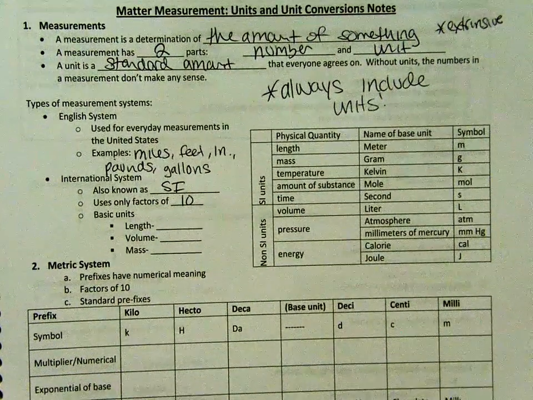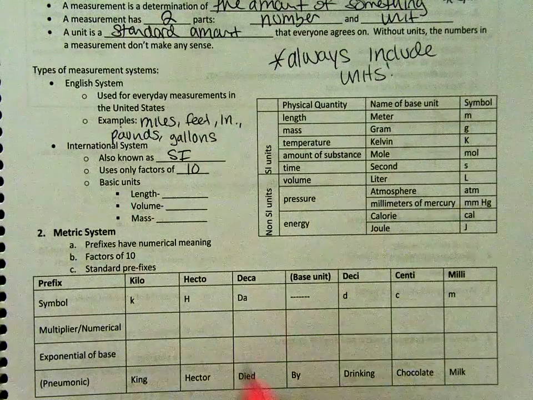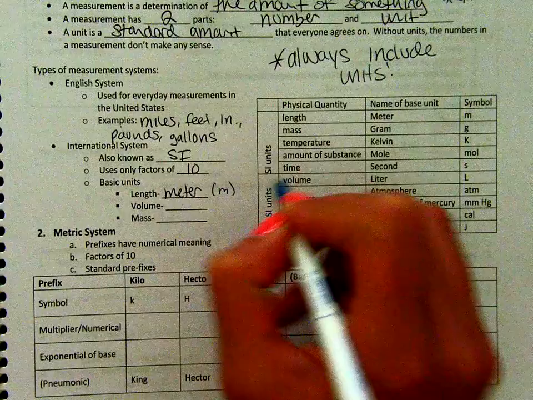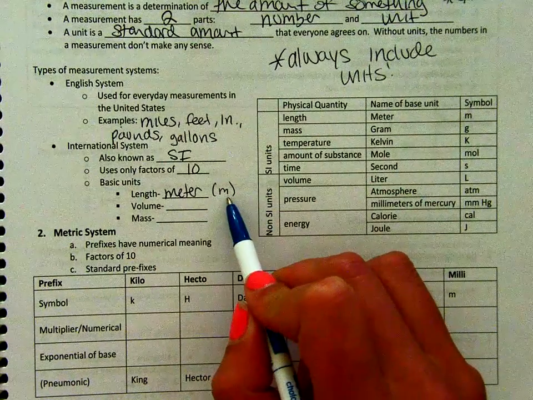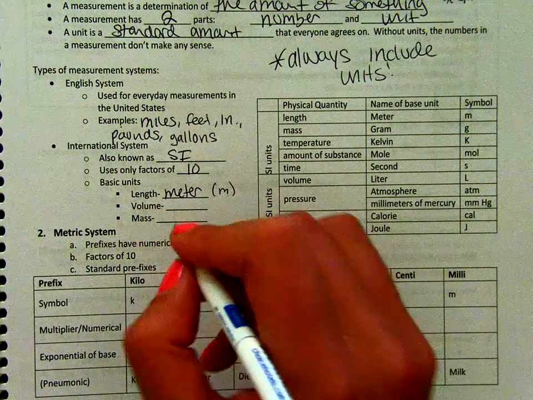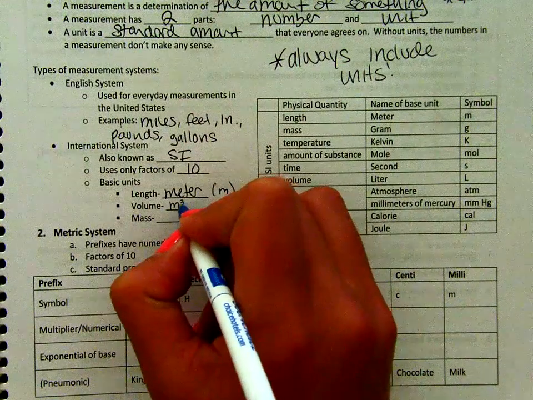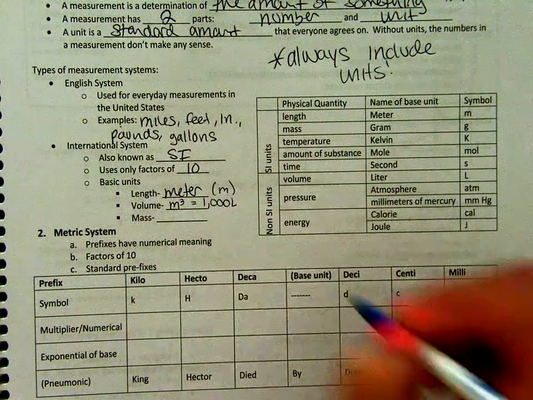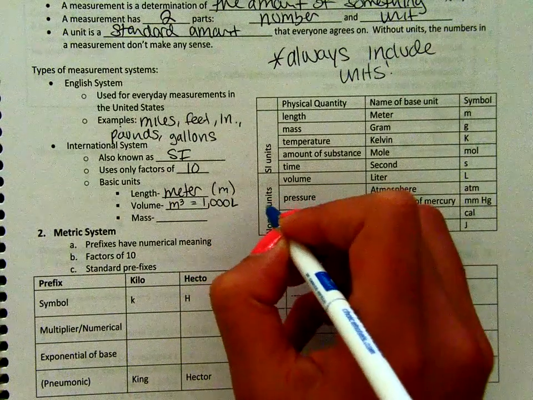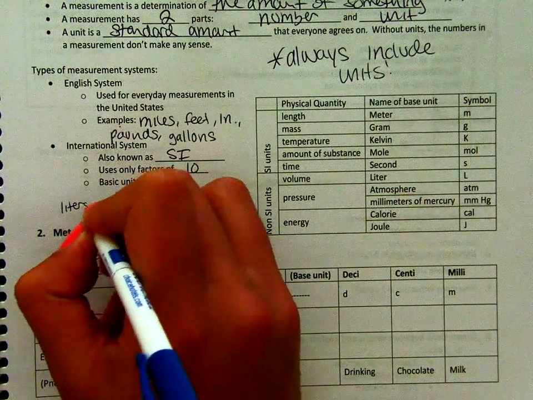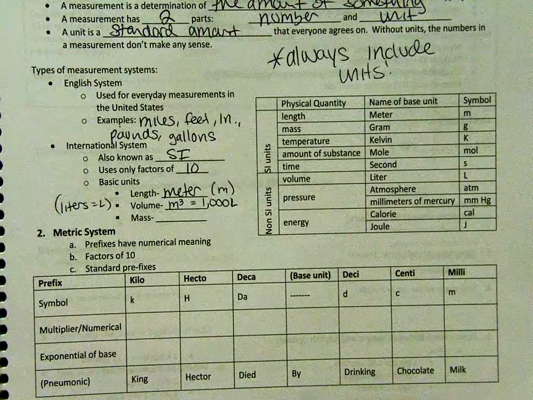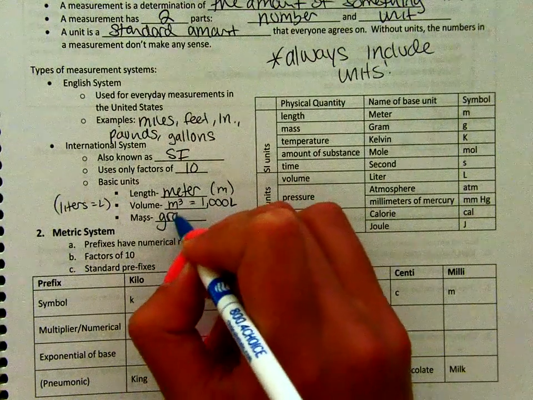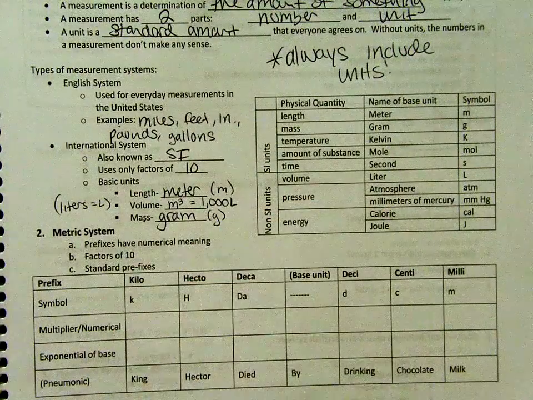Now, the basic units we're going to use, which you may have learned before: the length basic unit is called the meter. We're going to put parentheses m because that's the symbol we'll use for meter. Make sure it's lowercase. For volume, our unit is the meter cubed, which is the same thing as 1,000 liters. We're going to put an L for liters. Okay, I'm going to write up to the side here, liters equals L, just so we're aware. And the base unit for mass is going to be the gram, which has a lowercase g.